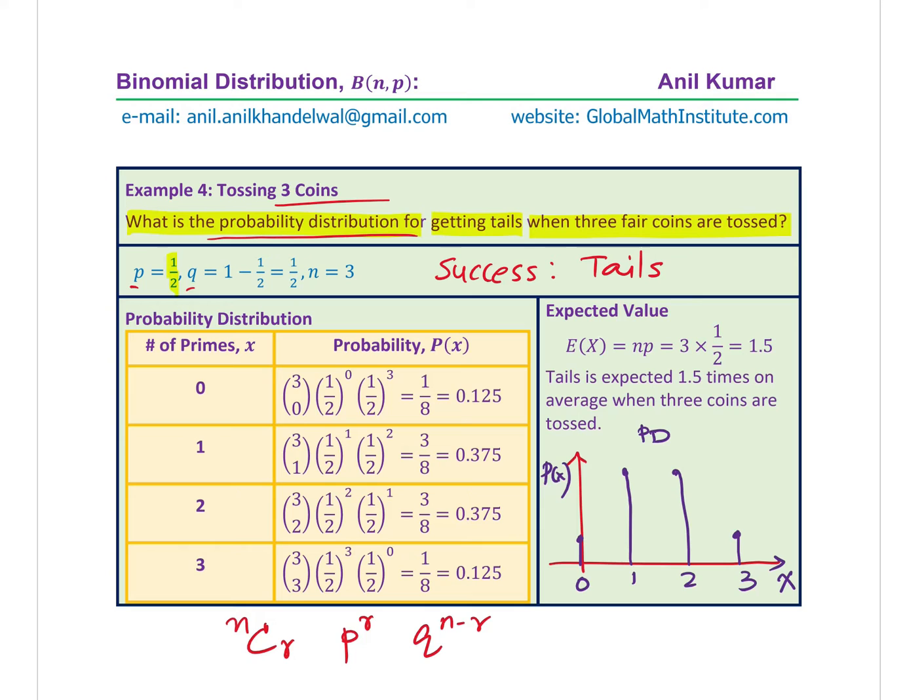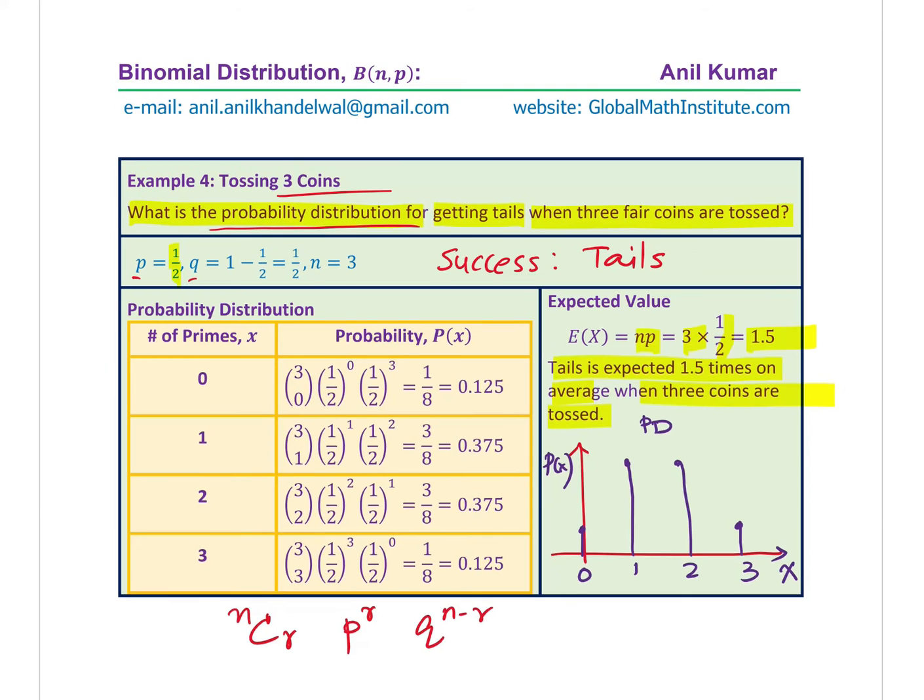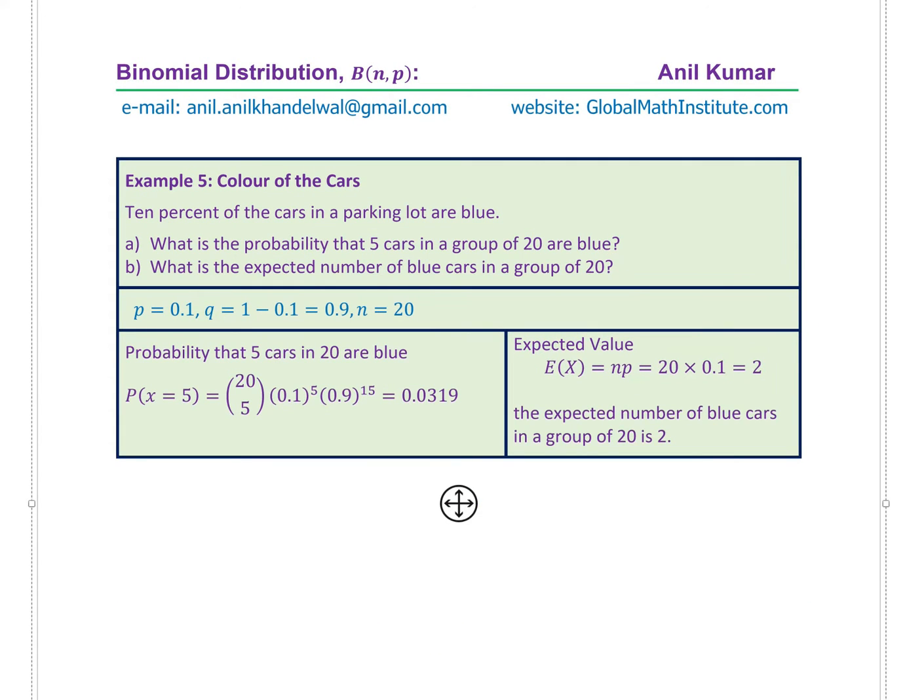Now part B is to find the expected value. The expected value is the product of the number of trials with the probability of each, which is 3 times half, or 1.5. So tails is expected 1.5 times on average when three coins are tossed. Correct? Let's take the next example, which is example 5, color of the cars. 10% of the cars in a parking lot are blue. So we are given the probability here, and what we are looking for is success, which is the color blue, right? So blue color car.